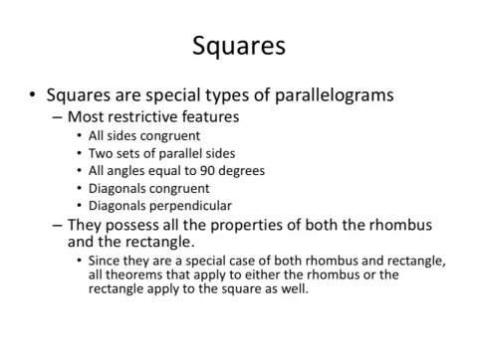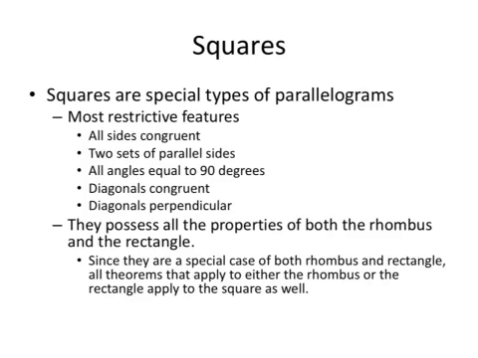Now let's turn to the square page of your foldable, and we'll talk about squares. Squares are the most restrictive type of parallelogram. We need to have several things happen before we can declare something a square. First of all, sides have to be congruent. You have to have two sets of parallel sides. All angles have to be equal to 90 degrees, and the diagonals have to be congruent and perpendicular. On the opposite side of this, if you know you have a square, you know all these things are true, and so you can use that to help solve problems.